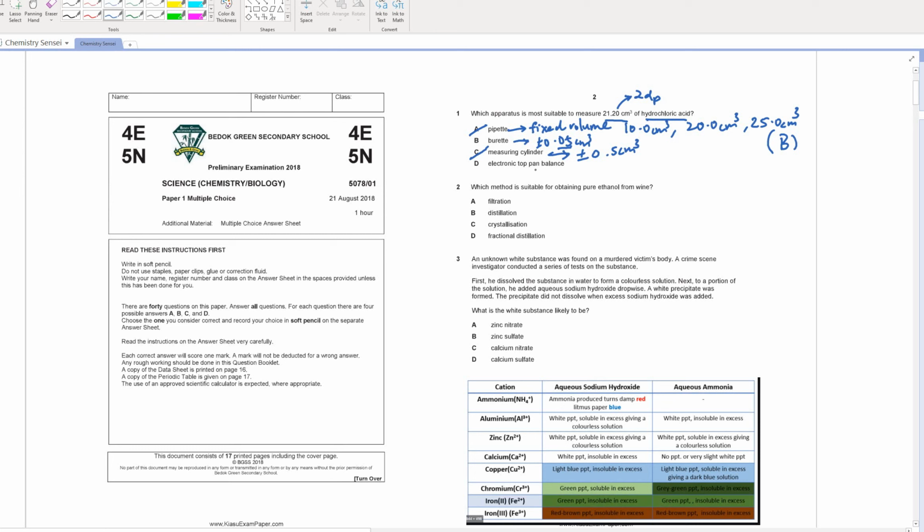For option D, electronic top pan balance. For electronic balance, it is usually used for measuring mass. So it is not a suitable equipment for measuring hydrochloric acid.